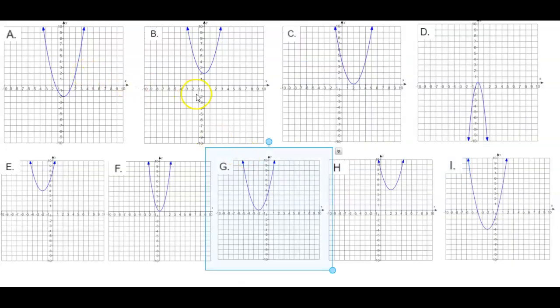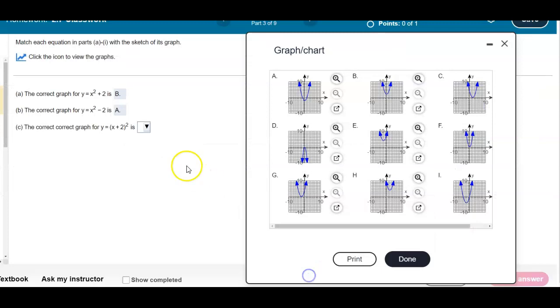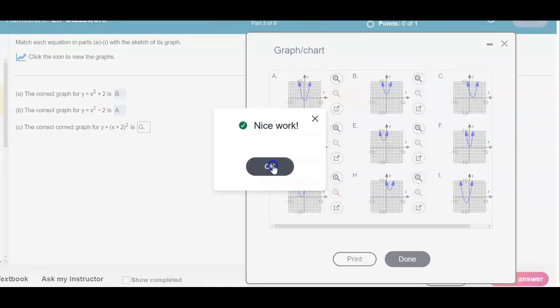We already have A and B selected. So which one of these shifts to the left 2 units? Not C, not D, not E, not F. Well, G is shifting over 2 units. So therefore, the answer is going to be G. Let's check our answer, and there's our result.